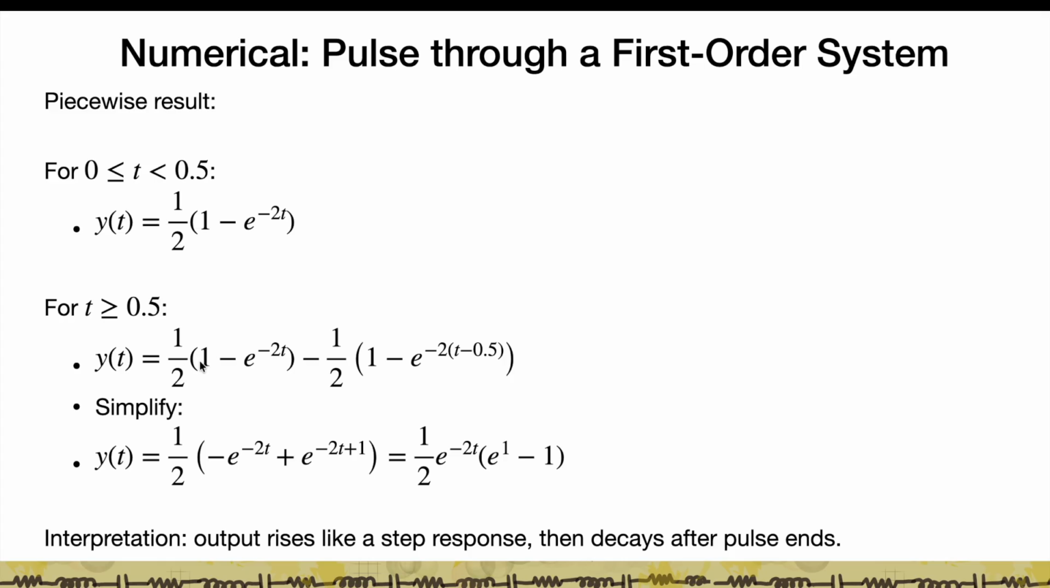So I have half of 1 minus e power minus 2t minus half of 1 minus e power minus 2 into t minus 0.5. In other words, you get y of t as half of e power minus 2t into e minus 1. So you see that after the pulse ends, the output falls back towards 0 with the system's natural mode. This example makes the core idea concrete. The off event is literally subtracting the delayed step response.